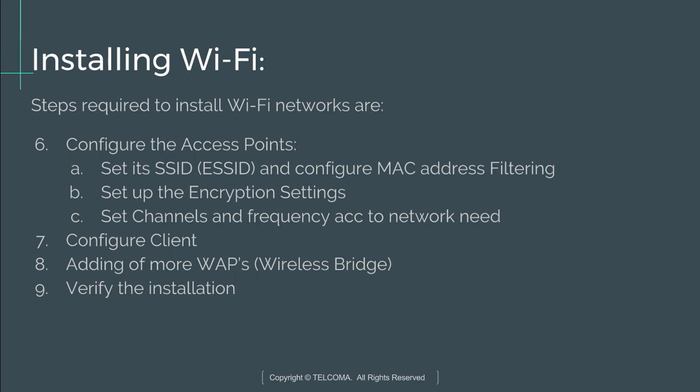The next is we will configure the clients. The clients are the wireless devices which we have to connect to the wireless access point. We will configure the clients by using the username and the password of the wireless access point. Next, if we want to extend the network, we will add more WAPs or wireless bridges. Then at last we will verify the installation by checking that every wireless device is getting wireless access. In this way we will verify the installation of the wireless network.